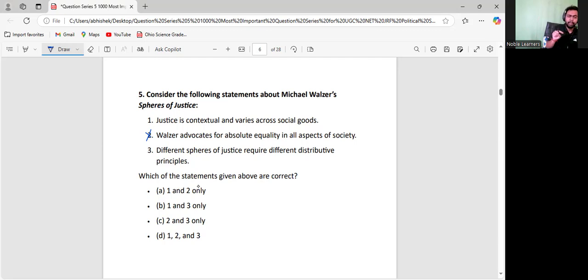And this is the main critique of John Rawls. He was saying that in society, if you are distributing the social goods to the people, you should follow the one principle of distributive justice. That's not actually possible. So statement number 3 is also correct. So therefore option number B is going to be your answer.